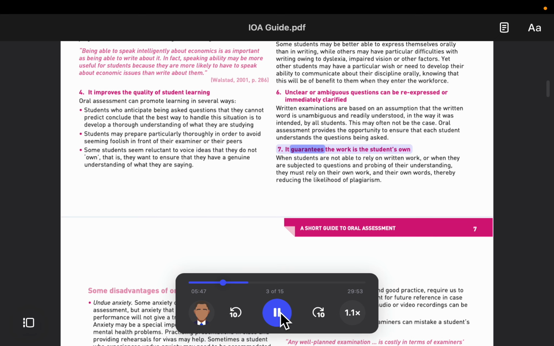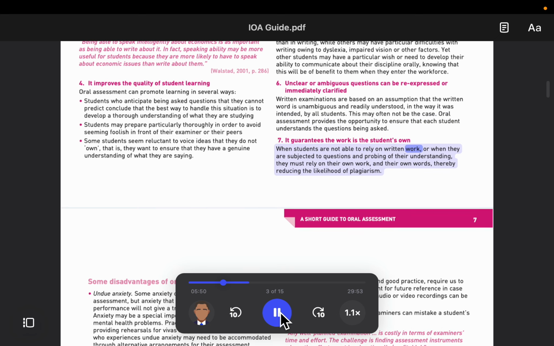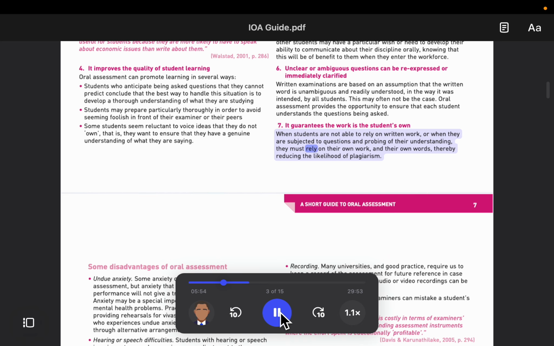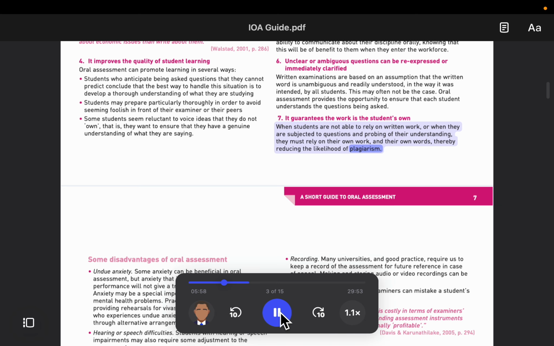7. It guarantees the work is the student's own. When students are not able to rely on written work, or when they are subjected to questions and probing of their understanding, they must rely on their own work and their own words, thereby reducing the likelihood of plagiarism. And I would add to that, this guide was written before the age of AI, but I would say it guarantees the work is the student's own and not the result of AI.